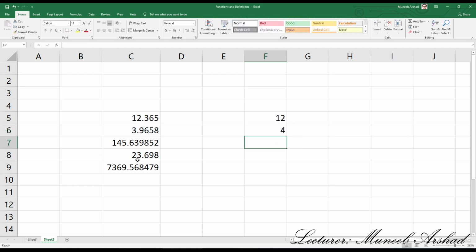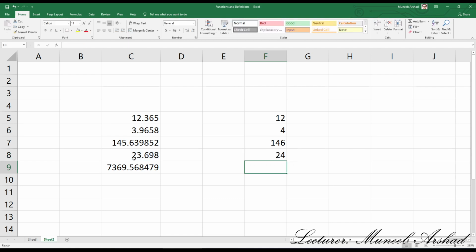For the third scenario, equals ROUND, bracket open, you specify the cell, which is 145.639852, comma 0. So 0 decimal places, the answer comes out to be 146 because 145.6 will round off to 146. Let's consider the fourth example: equals ROUND, bracket open, specify the number, put a comma, number of digits, 0 decimal places. You press enter, you get 24.